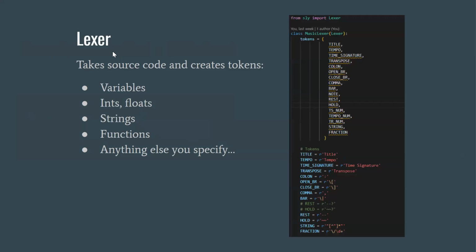So to start with, just to go over the lexer again, the lexer takes source code and then creates tokens. And these tokens can be anything like variables, ints, floats, strings, functions, and literally anything you can specify. So for Ensemble, you can see that it is really true that you can specify anything. We have title, tempo, time signature. These are not typical tokens, but we are able to specify them, and then we need to define them and let the lexer know what to look for in the source code by using these regular expressions.